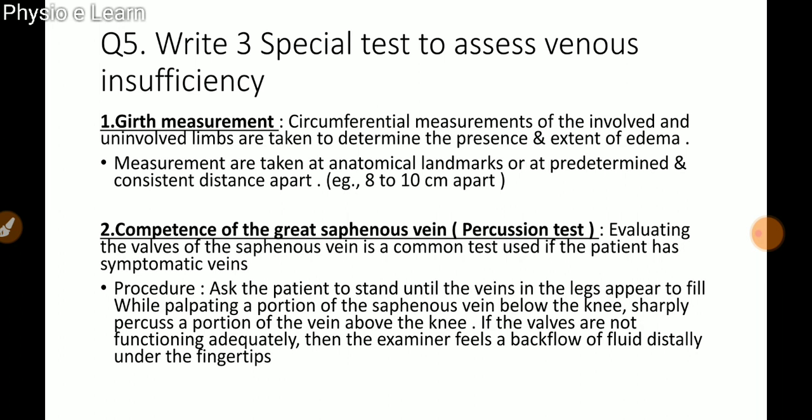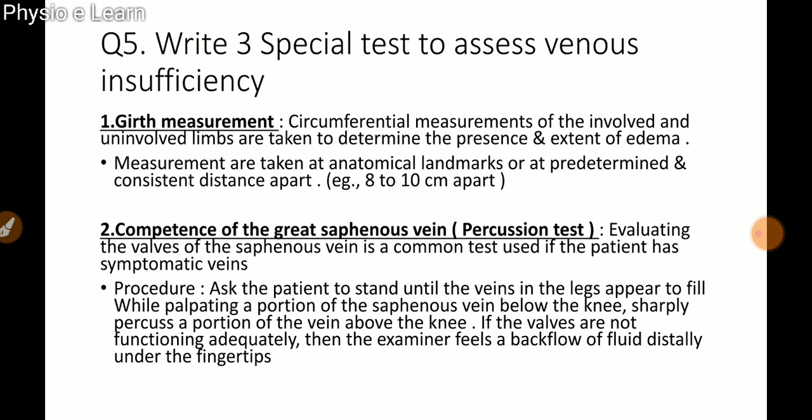So if the girth of the involved limb is more than that of the uninvolved, then there is presence of edema, or you can also measure the extent of the edema. Measurements are taken at anatomical landmarks or at a predetermined and consistent distance apart. Example, 8 to 10 centimeters apart. Second test, competence of the great saphenous vein, also known as the percussion test.